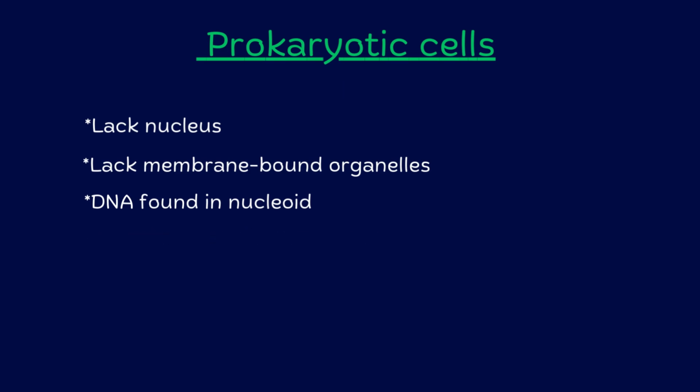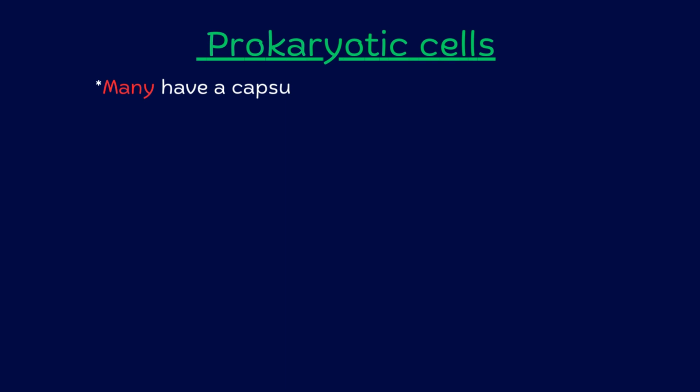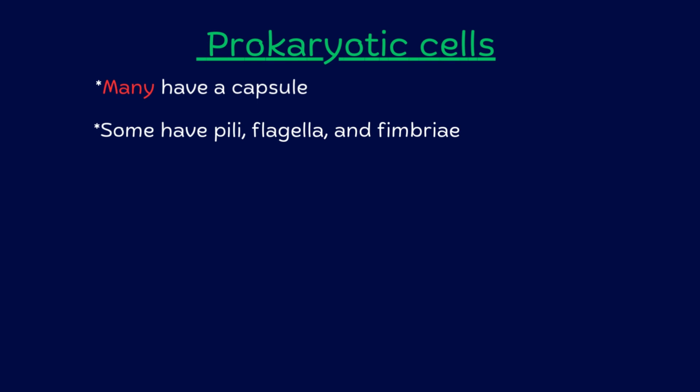In addition to the four characteristics shared by all cells, prokaryotic cells have some unique features. They lack a nucleus, they lack membrane-bound organelles, and their DNA is free in the nucleoid region. They are also smaller and simpler than eukaryotic cells. Most prokaryotes have a cell wall made of peptidoglycan, which helps maintain the cell's shape, prevents dehydration, and offers protection. Many also have a capsule, which helps the cell attach to surfaces.